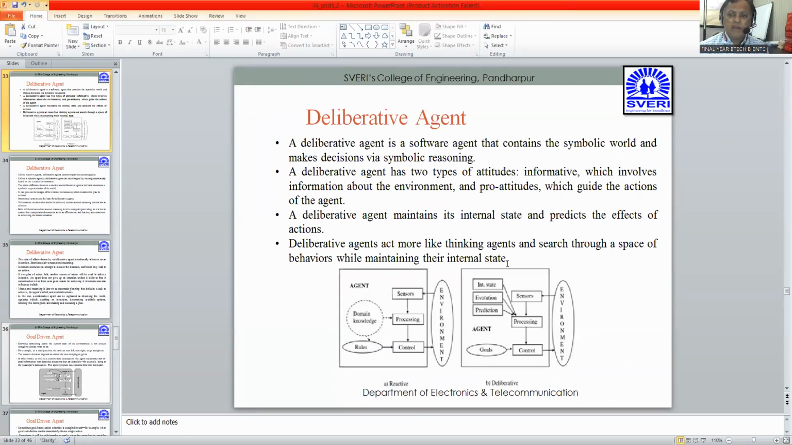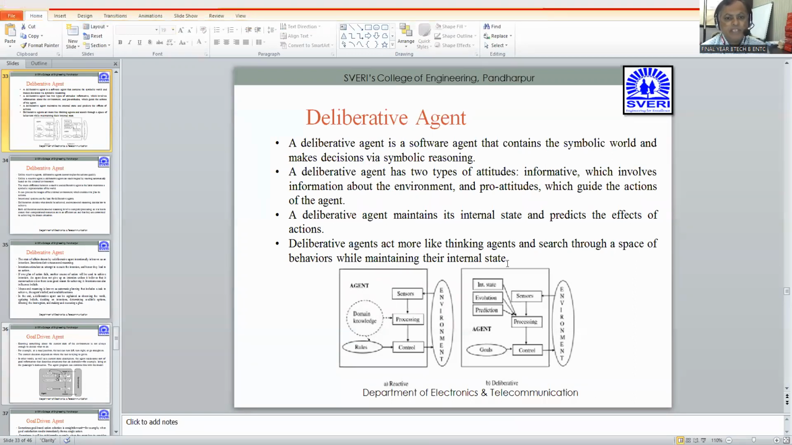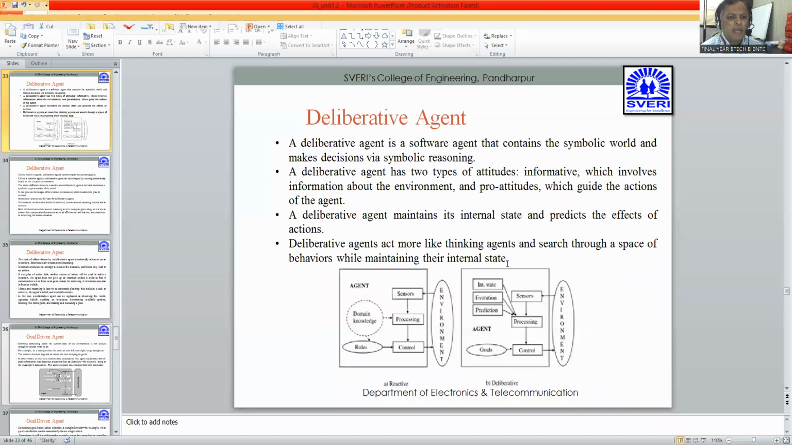Up till now, you might have understood what we are learning about. We are into intelligent agents, right? There are different types of intelligent agents: robotic agents, human agents, and software agents. Among these, we can use reactive agents, and we are now moving towards the deliberative agent. A deliberative agent is again a software agent that contains a symbolic world and makes decisions via symbolic reasoning.